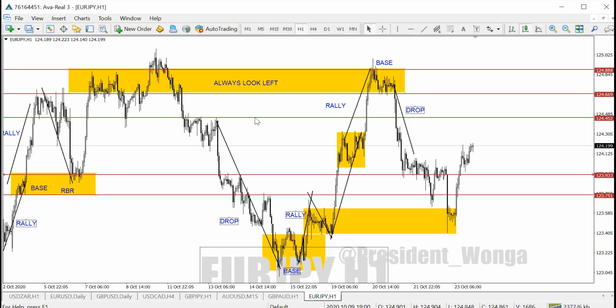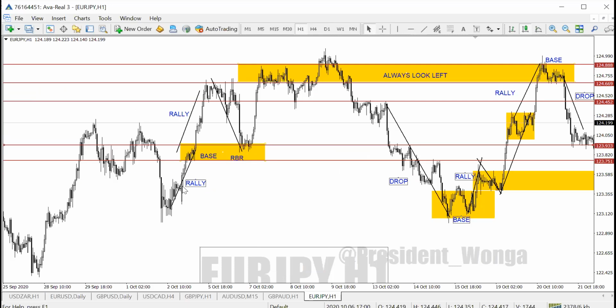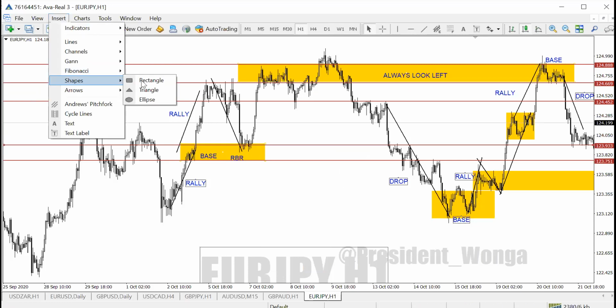If you look at this side, obviously you see that this is a rally, base and then rally. The price retraced back to the base here, and then continued moving up. As you can see here, the price was forming these higher highs. So like here, this point there.